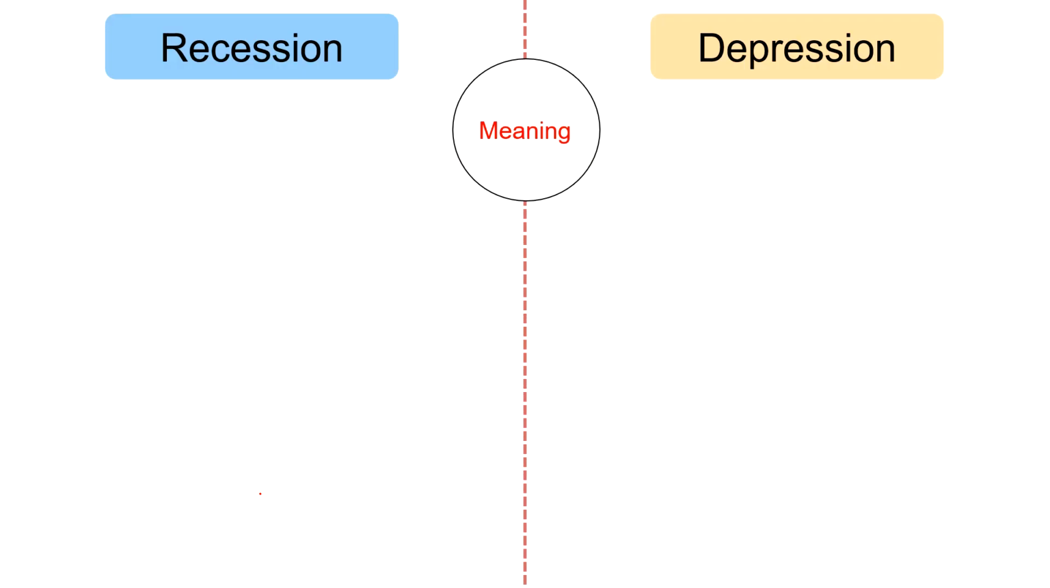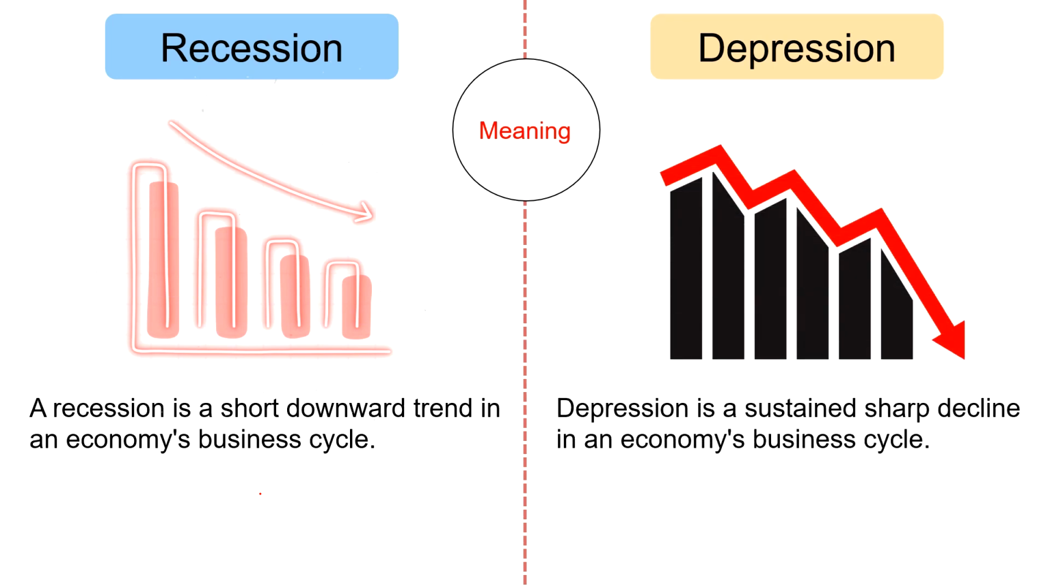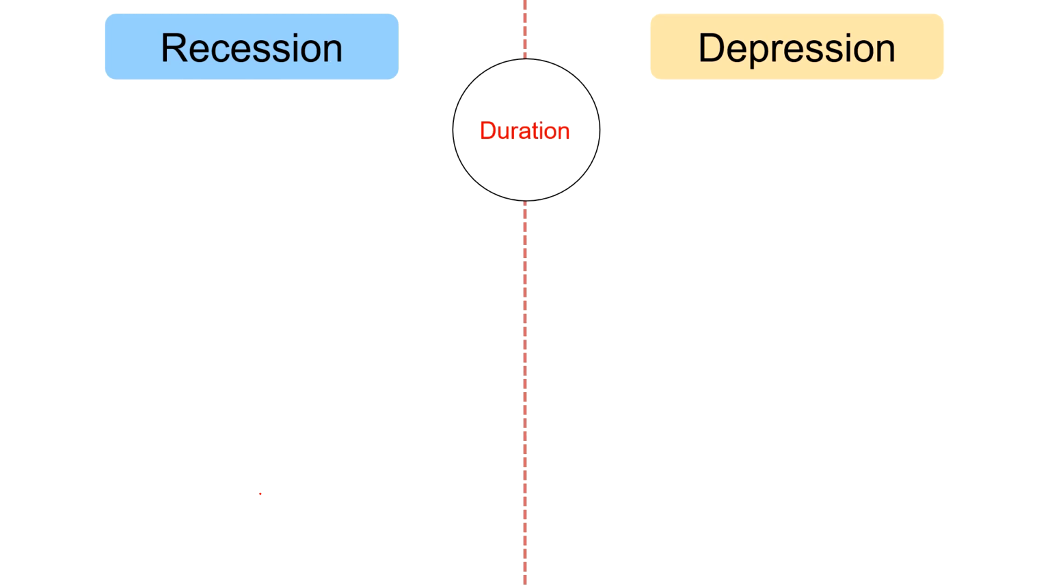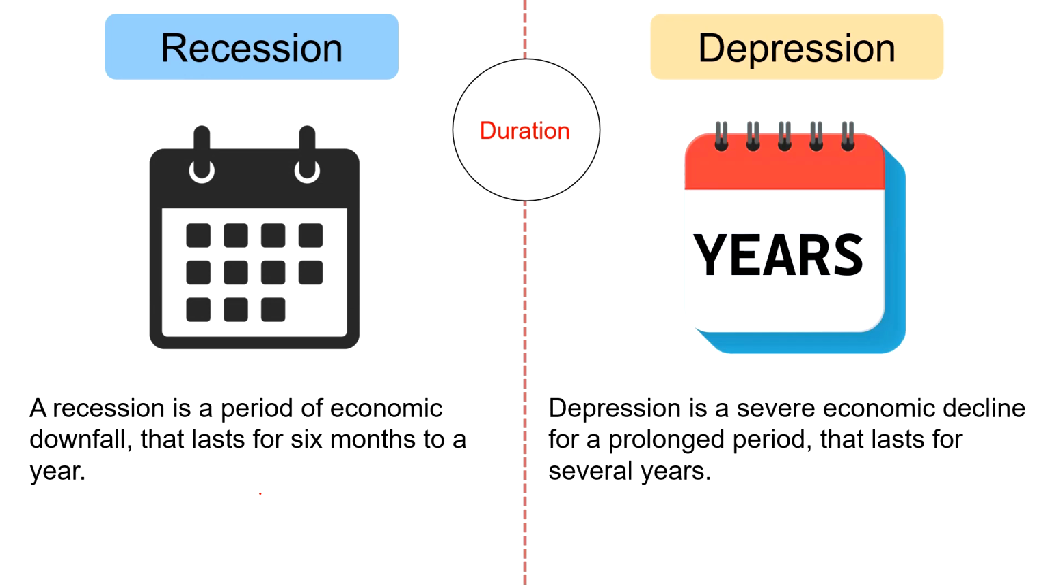Moving on to the difference between recession and depression. Meaning: a recession is a short downward trend in the economy's business cycle, whereas a depression is a sustained sharp decline in the economy's business cycle. Duration. A recession is a period of economic downfall that lasts for 6 months to a year. On the other hand, depression is a severe economic decline for a prolonged period that lasts for several years. For example, the Great Depression of 1930s lasted about a decade.